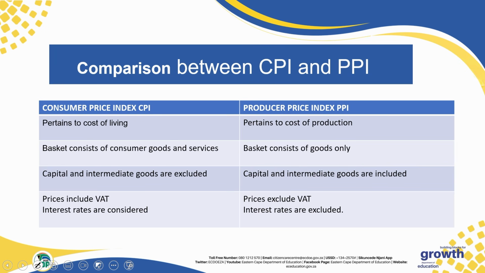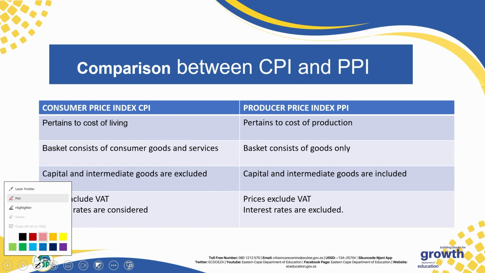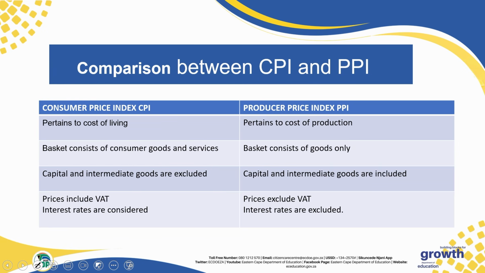Now we look at the comparison between CPI and the producer price index. The consumer price index pertains to the cost of living, as it measures goods and services that are bought by consumers. When we compare it, the producer price index pertains to the cost of production. The CPI basket consists of consumer goods and services. In the PPI, the basket consists of goods only.